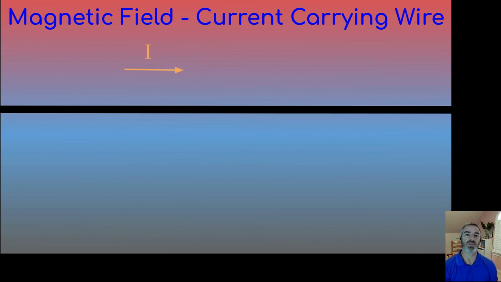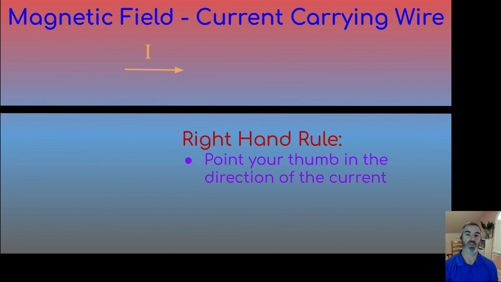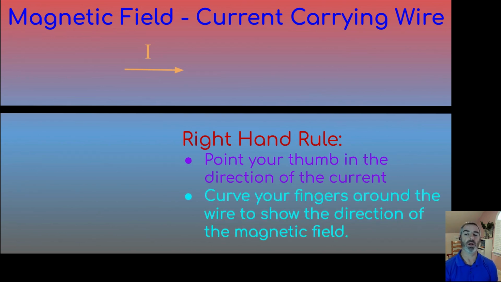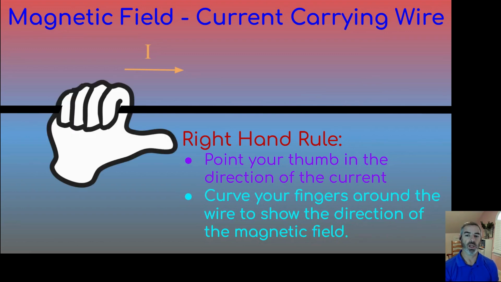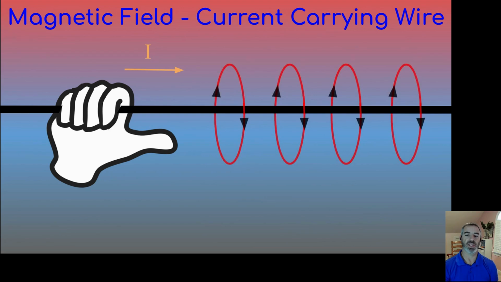What we're going to use to find the direction of the magnetic field is the right-hand rule. You point your thumb in the direction that the current is pointing, and then you curve your fingers around the wire to show the direction of the magnetic field, as you see on the screen. So our thumb's pointing to the right, and we curve our fingers around the wire. As we curve our fingers, we see that on the bottom side, it goes into the page. On the top side, it comes out of the page.